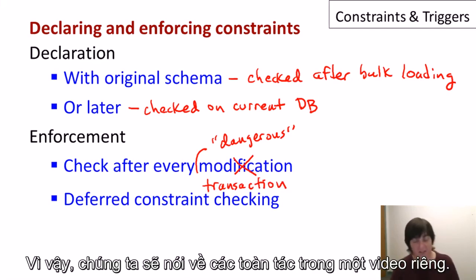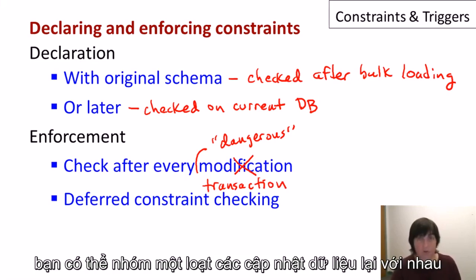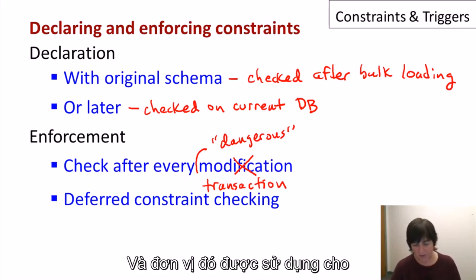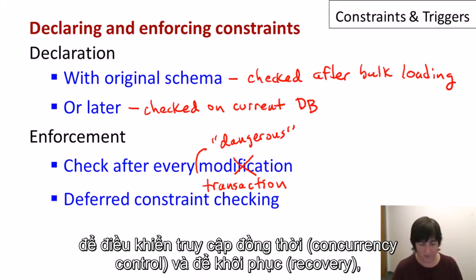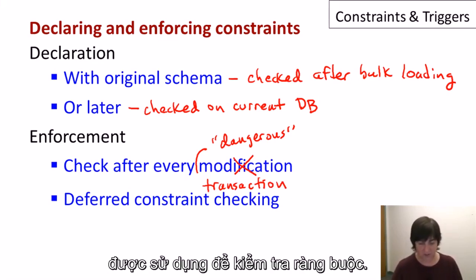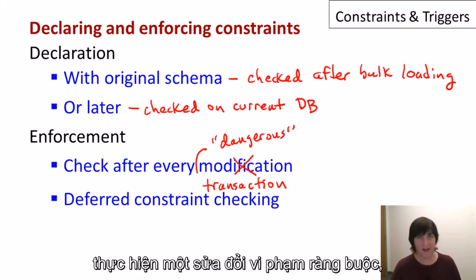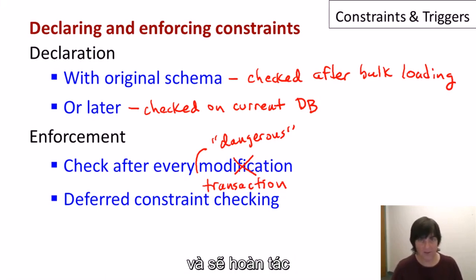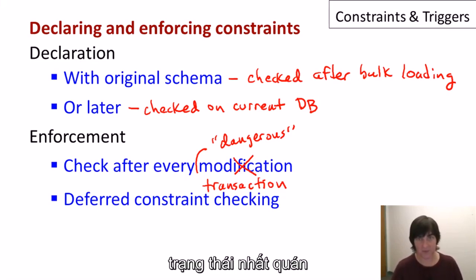So we'll talk about transactions in a separate video, but the concept of transactions is that you can group a bunch of modifications together and they'll be executed as a unit. And that unit is used for other purposes as well, for managing concurrency and for recovery. But in terms of constraints, it can also be the unit of modification that's used for constraint checking. Again, if we perform a modification that violates the constraint, typically the system will raise an error and will undo the modification that violated the constraint so that the database stays in a state that's consistent with respect to its constraints.